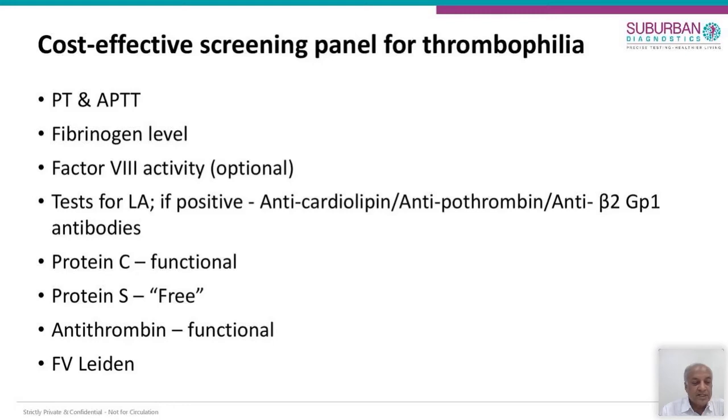Protein C should be a functional assay. Protein S should be free protein S immunoturbidometric assay. Antithrombin functional, usually chromogenic, and factor V Leiden. Incidentally, you will notice that I have not listed prothrombin gene mutation, because that is extremely rare in India. There are maybe occasional cases reported. So it doesn't make sense to include that in the initial screening or cost-effective screening panel.